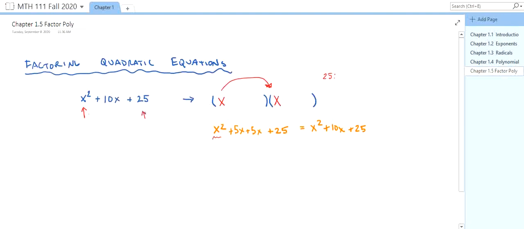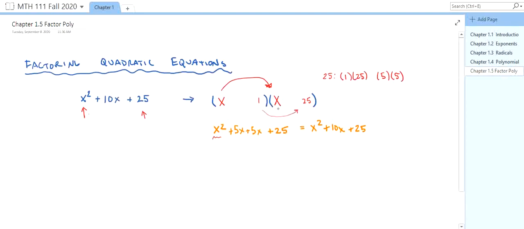Okay, so now let's focus on this constant here. That's why I have 25 written over here. 25 has actual factors of 1 times 25. That's one set of factors, but it also has 5 times 5. So I can have as my second number here either a 1 and a 25, which would mean that when I multiplied 1 times 25, I'd get 25. That looks good. Or I could have 5 and 5.